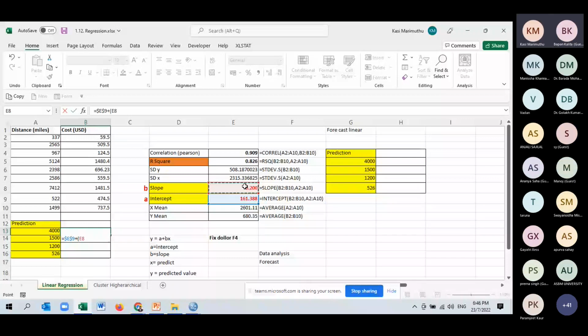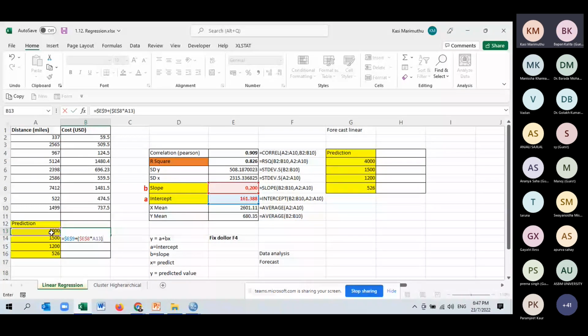Multiply with this. Please tell me, have you all done it? Fixing by dollar symbol, so fixing the absolute values like B, the slope, and the intercept. Please tell me, have you all done it?